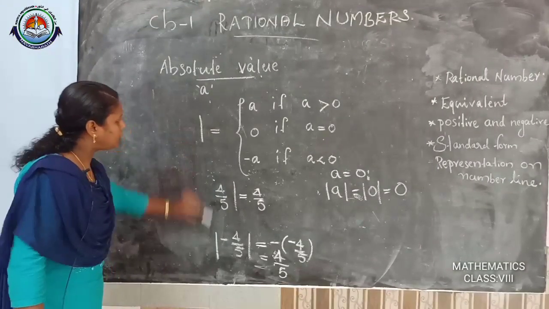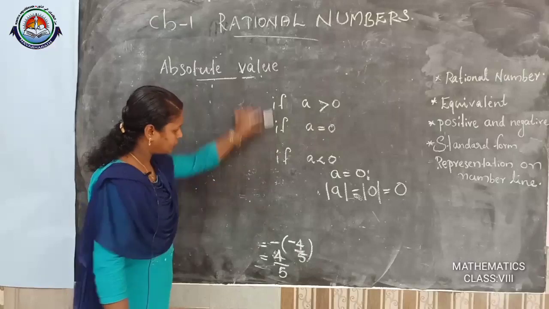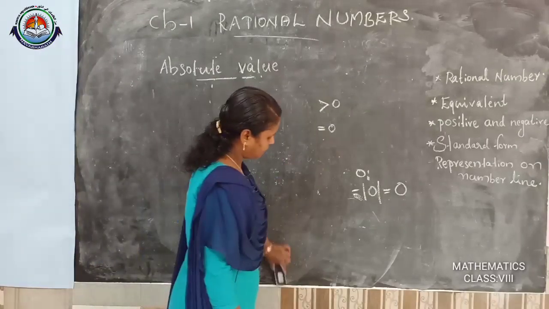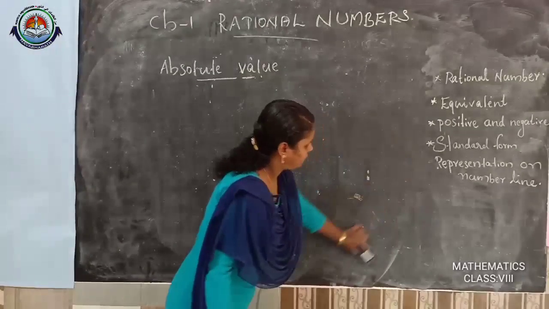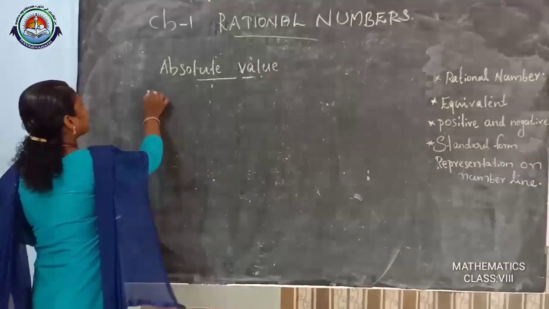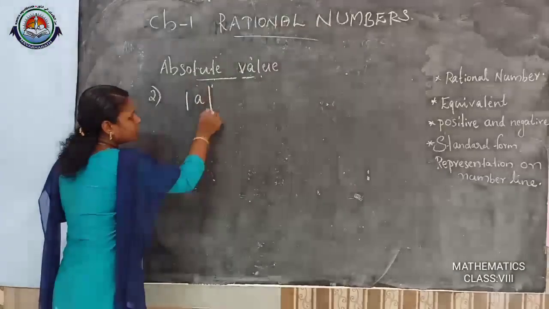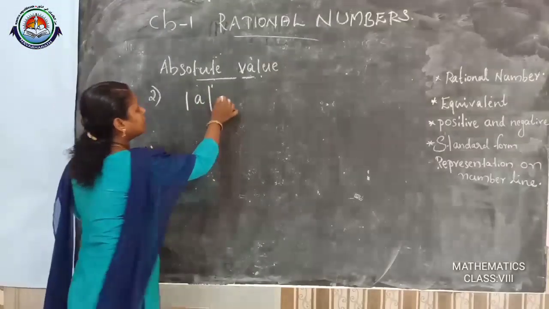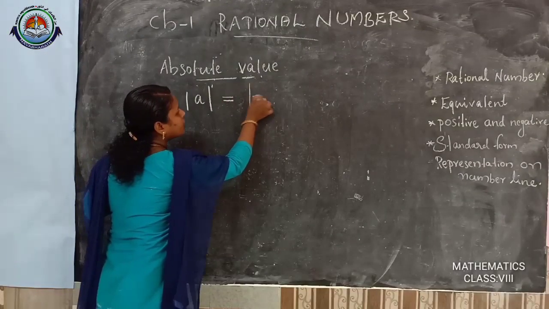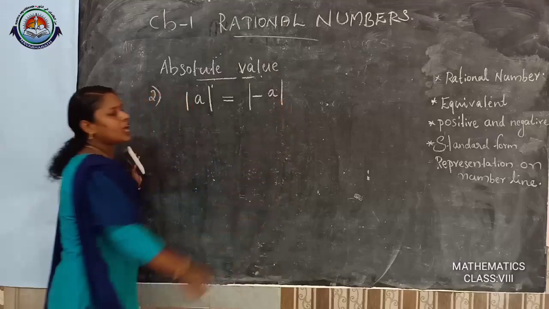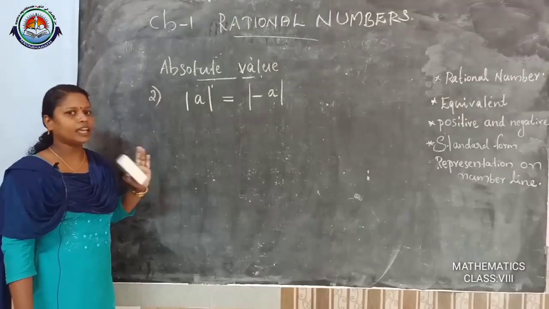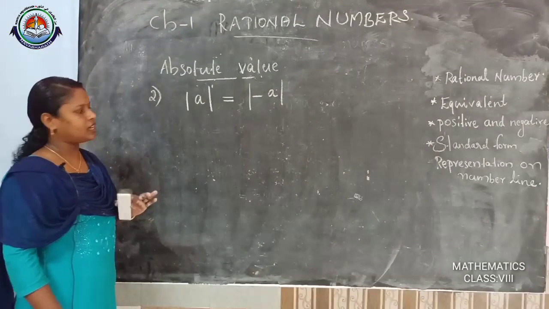Next we are moving to the second property. Second property is if A is any rational number, then absolute value of A equal to absolute value of negative A. It is for every rational number.